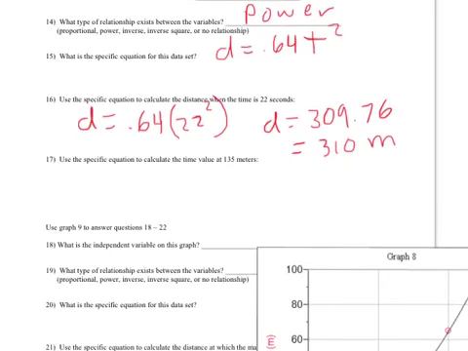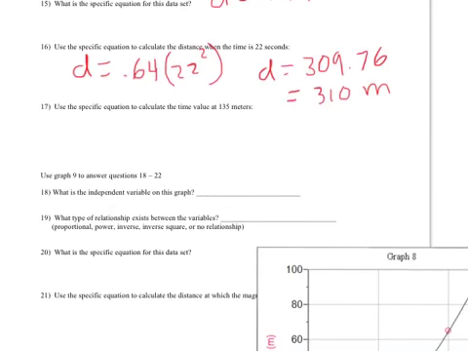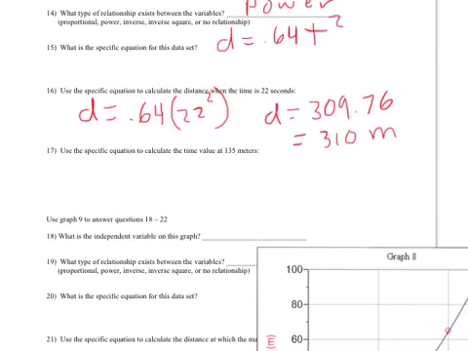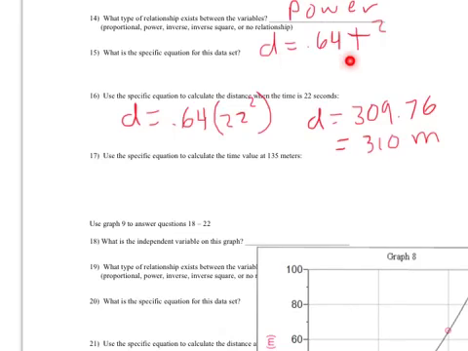Now, number 17 asked me to use the specific equation to calculate the time. So in this case, I'm going to use this equation here, but I want to solve it for the time. So my distance is 135 meters equals 0.64 times t squared. So my strategy is I'm going to undo what's being done to my variable. If my variable is t, it's being multiplied by 0.64. The opposite of multiplied by 0.64 is divided by 0.64. So both sides are going to be divided by 0.64.